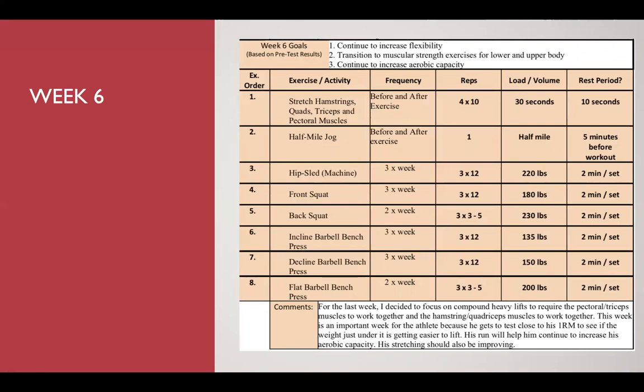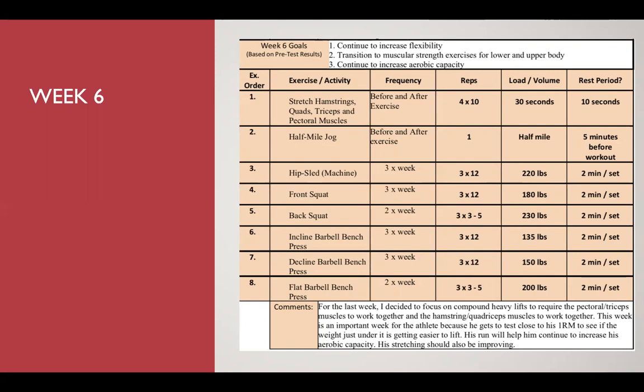And then week six, so continue to increase flexibility, transition to muscular strength exercises for lower and upper body, continue to increase aerobic capacity. So stretching before and after exercise for every week. Half-mile jog like week three, before and after exercise. Did the hip sled. So this is going to be our heaviest lift week, kind of testing the strength of our athletes. So hip sled, front squat, back squat, get into your big compound lifts, then all the bench presses, incline barbell, decline barbell, flat barbell.